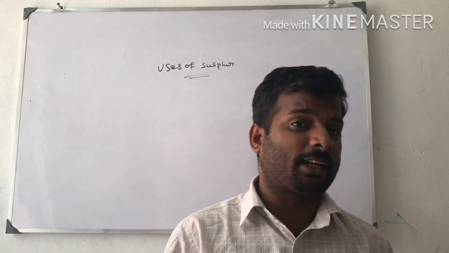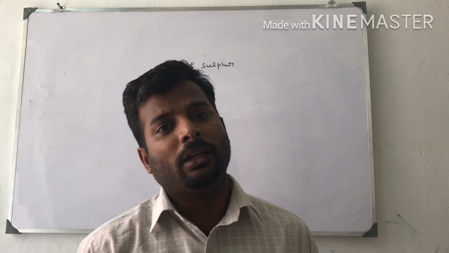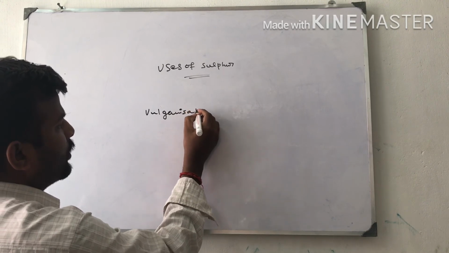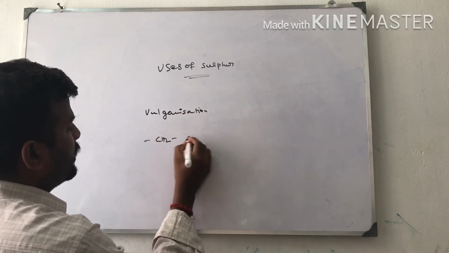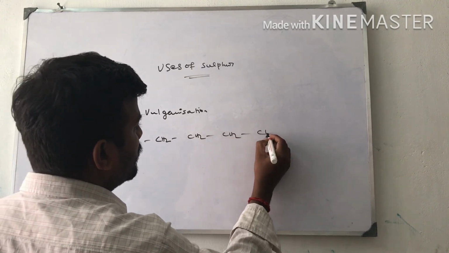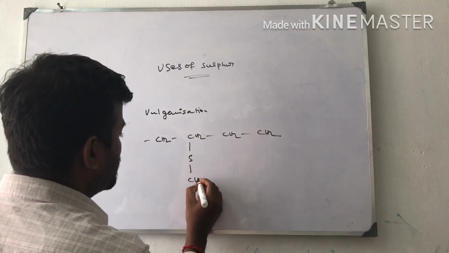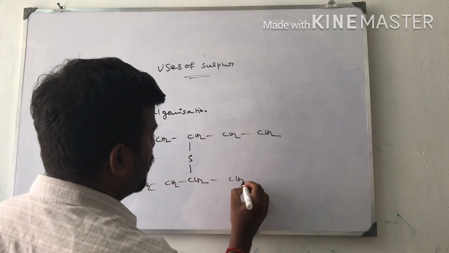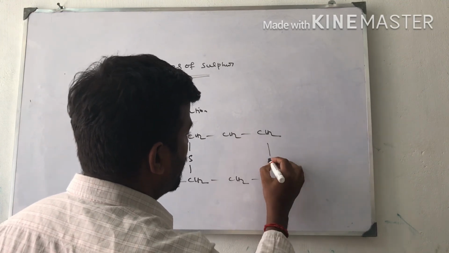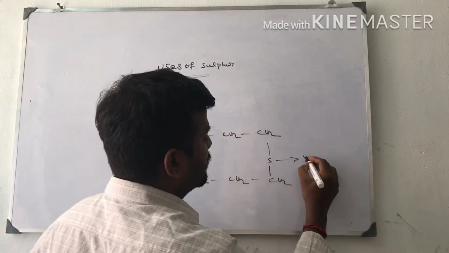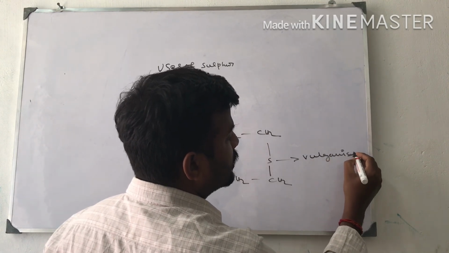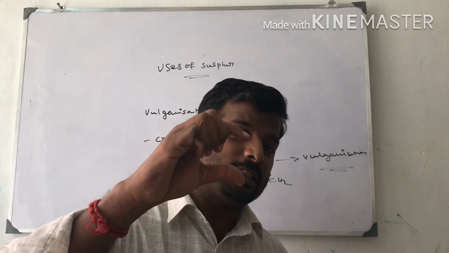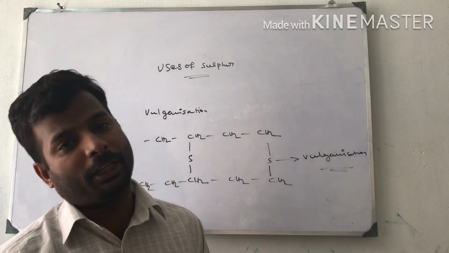Second use, it is used for destroying bacteria, fungi, insects, etc. It is used for vulcanizing rubber. What do you mean by vulcanization? Suppose the monomer is linked like this. In between the carbon, sulfur is linking one ring with the other ring to make the density of the ring higher, so that the stability increases. This is called vulcanization. Vulcanization means sulfur cross-linking one monomer with another monomer to make the rings denser, which gives stability and hardness.